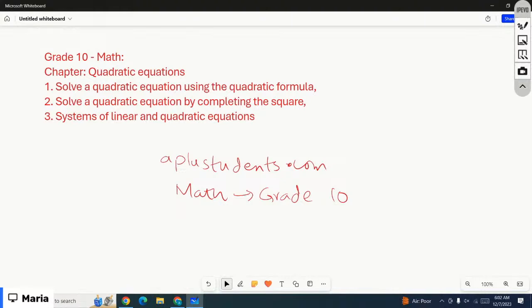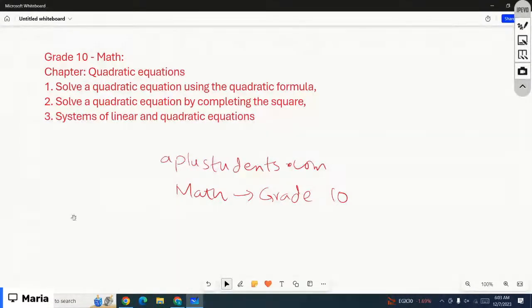We're going to start with the chapter quadratic equations, and the lessons we're going to cover today are: solve a quadratic equation using the quadratic formula, solve a quadratic equation by completing the square, and system of linear and quadratic equations. We have already started the chapter quadratic equations. In the last session we learned different ways to solve the quadratic equation. So today we're going to start with solving a quadratic equation using the quadratic formula.